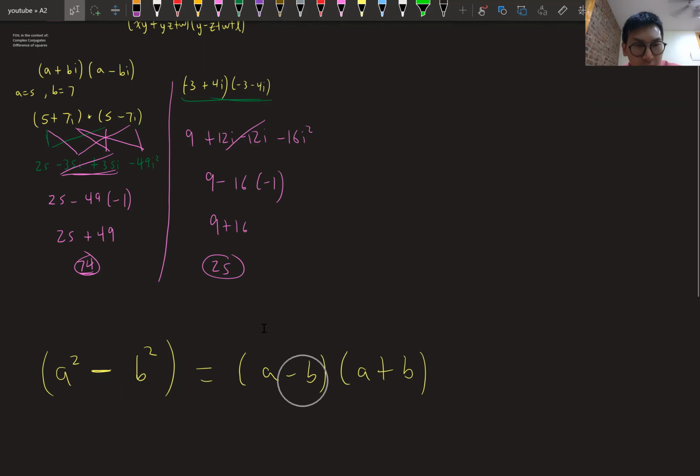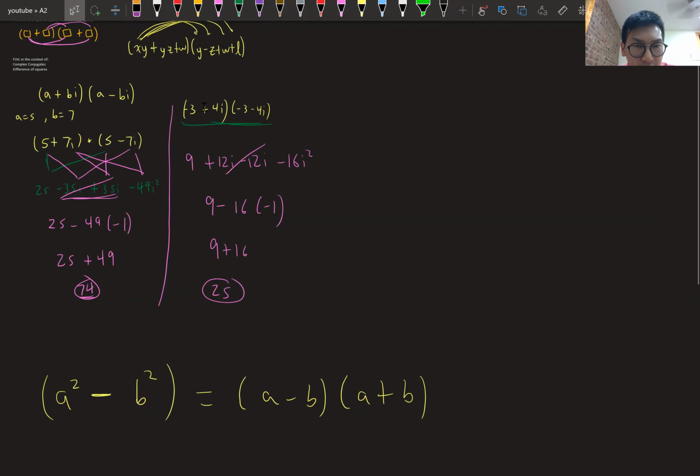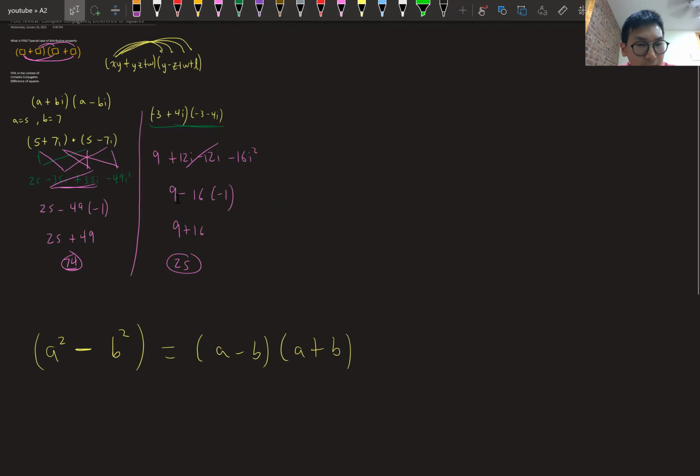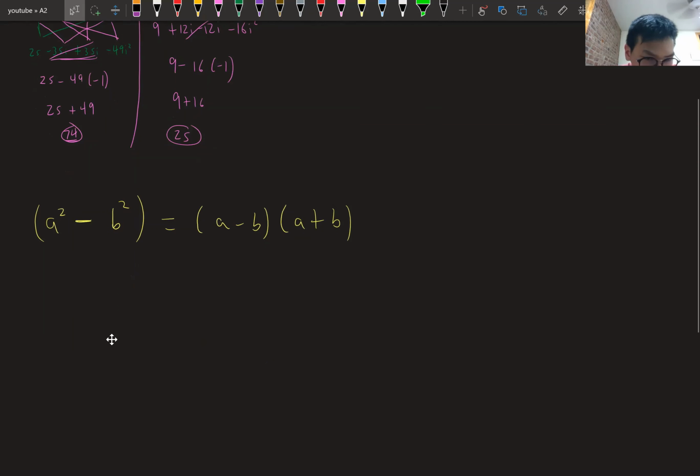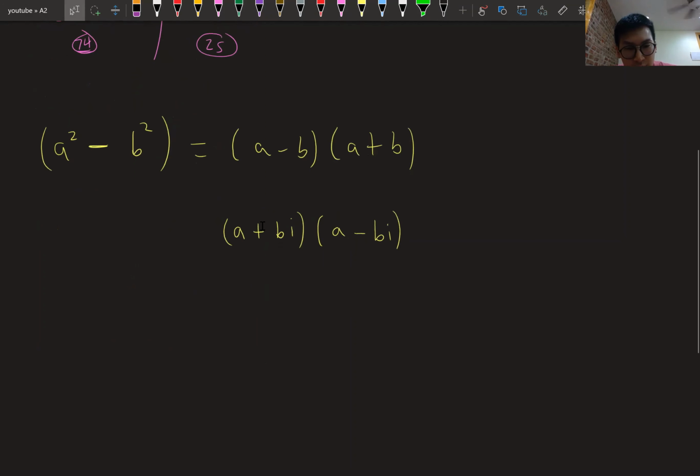If you look at this very carefully, you might see something here. Let me take this general case, Control C. Watch this. In the general case, you could think about this as a third example. You do a times a, which is a squared, then a times negative bi, which is negative abi, and then bi times a, which is plus abi.